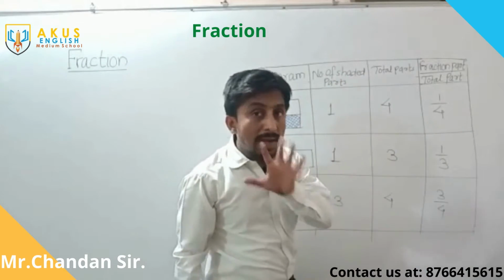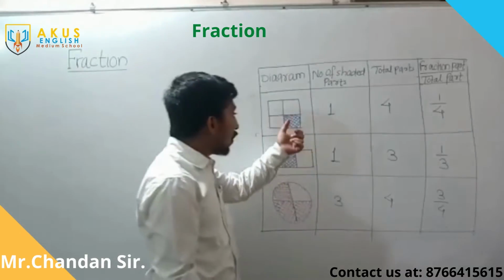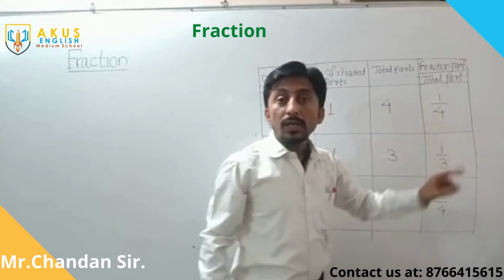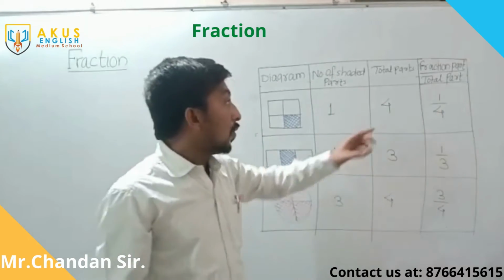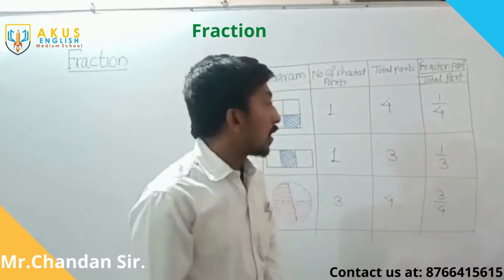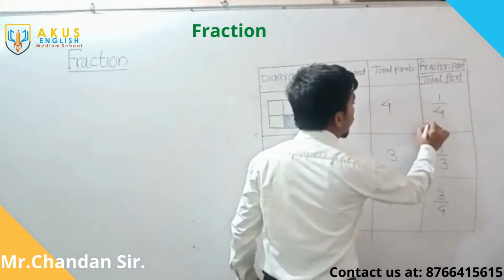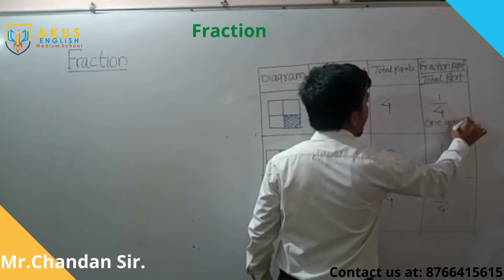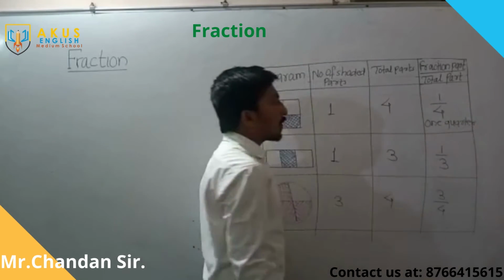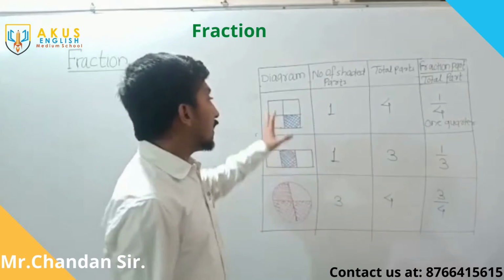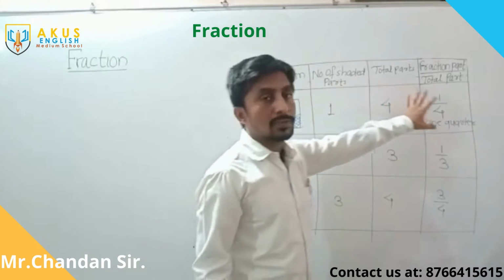And how will I write this in fraction form? 1 upon 4. How is this read? 1 upon 4, or one quarter. Quarter, Q-U-A-R-T-E-R. So this is written in fraction form in this way.